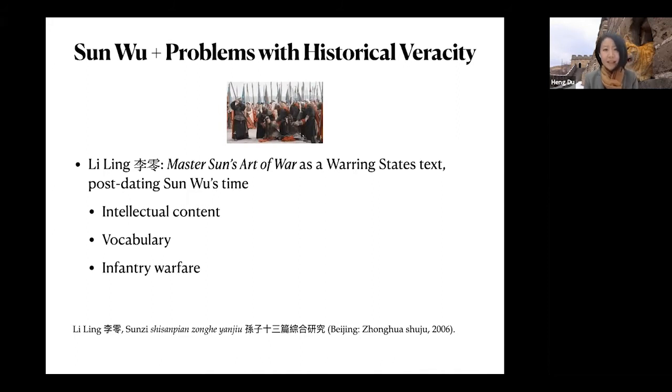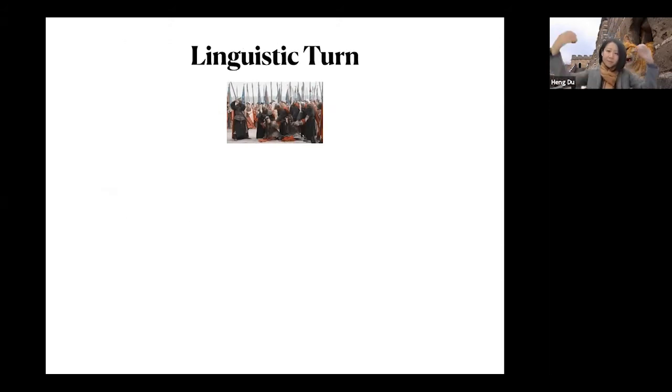I thought Li Ling's argument is pretty definitive in a lot of ways, in showing that this is a text that's very unlikely to be written by someone from the Spring and Autumn period because of its intellectual content and vocabulary, but especially because of the kind of warfare that the art of war is concerned with, which is infantry warfare, very different from the Spring and Autumn period's warfare that's centered around chariot fighting.